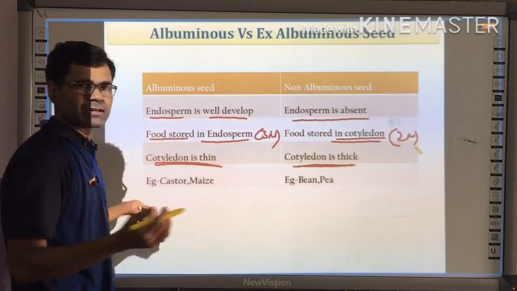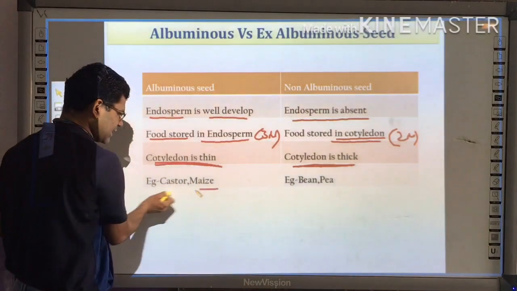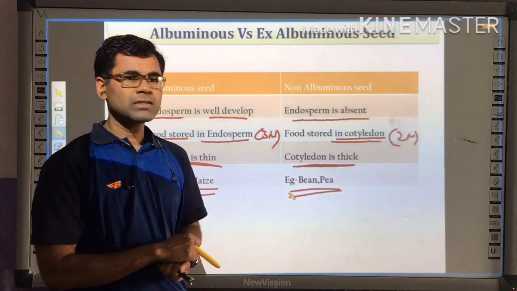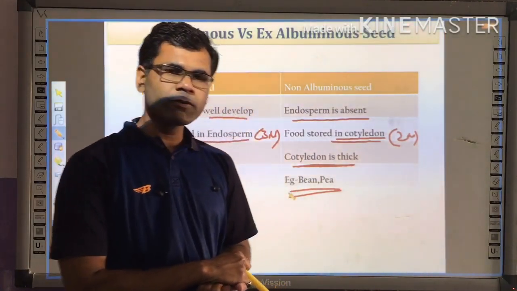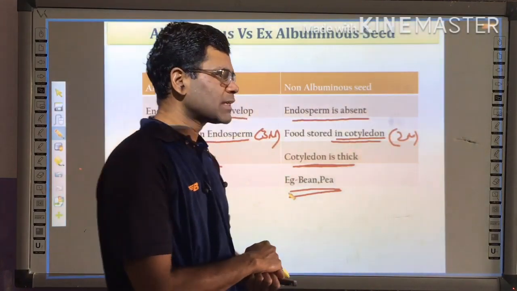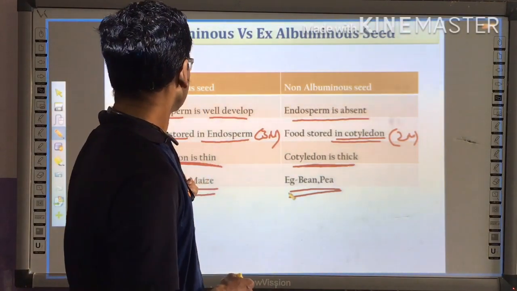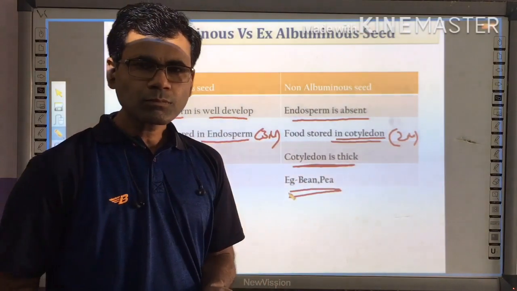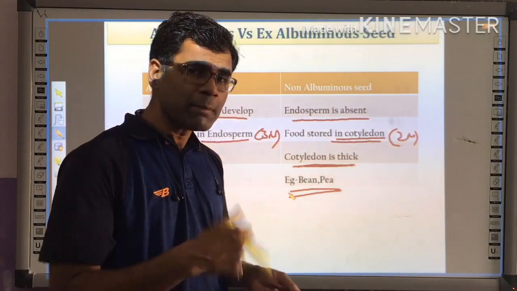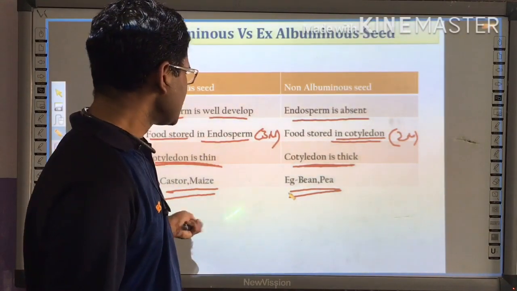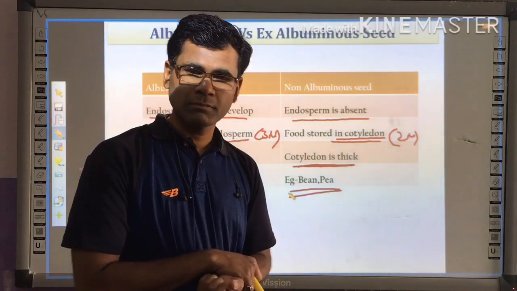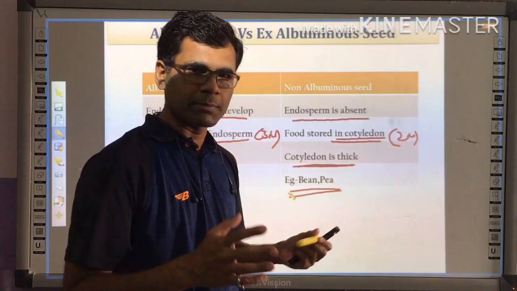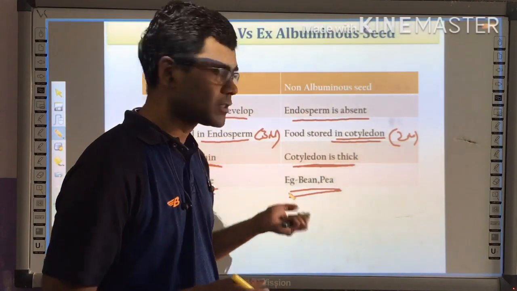So at last we can take the example: castor and maize are albuminous seeds, and bean and pea are non-albuminous seeds. In my previous video lecture, I also told you the question can be directly asked how an albuminous seed and a non-albuminous seed are different from each other, or the question can be modified: how castor and maize are different from bean or pea. So we should keep both differences in mind. One is albuminous, another is non-albuminous.